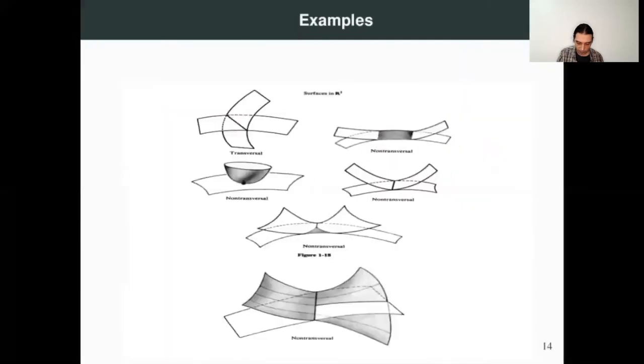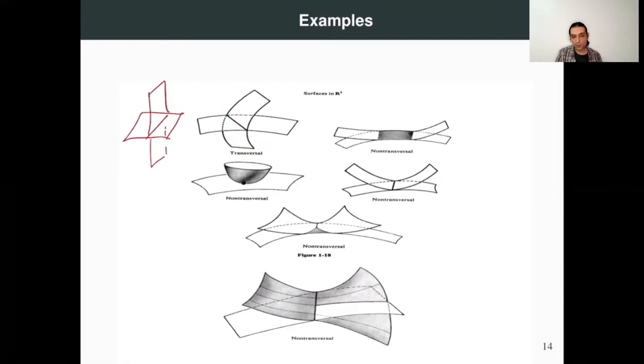Okay? Finally, let's consider the example of surfaces in space. In our first case, we are in a transversal situation. If we take a look at the tangent spaces to these two surfaces at a point of intersection, we are going to be in a situation which is more or less like this. And of course, the sum of these two linear subspaces is going to be R3.